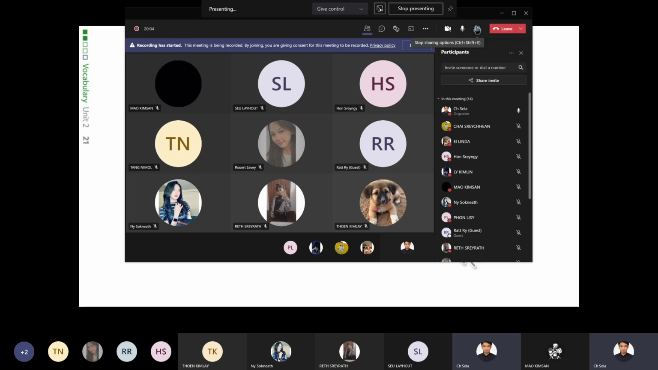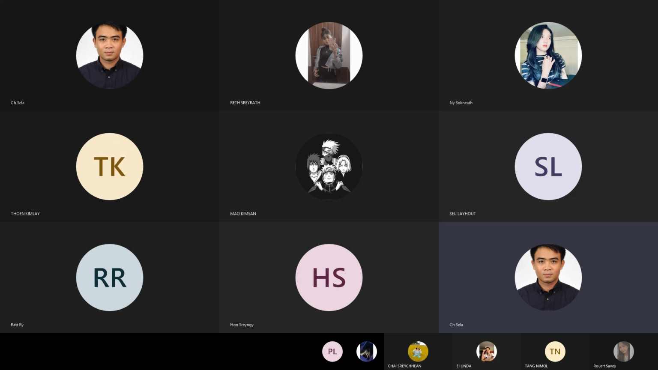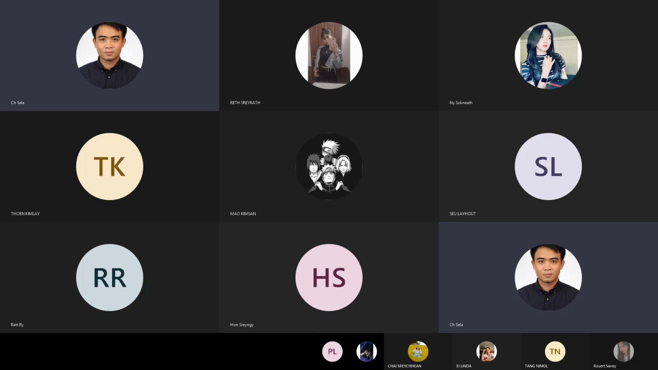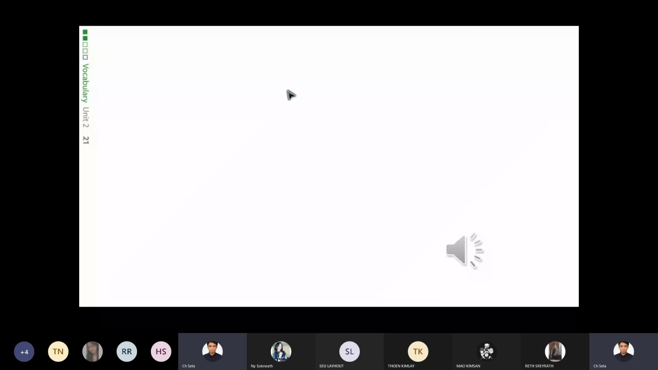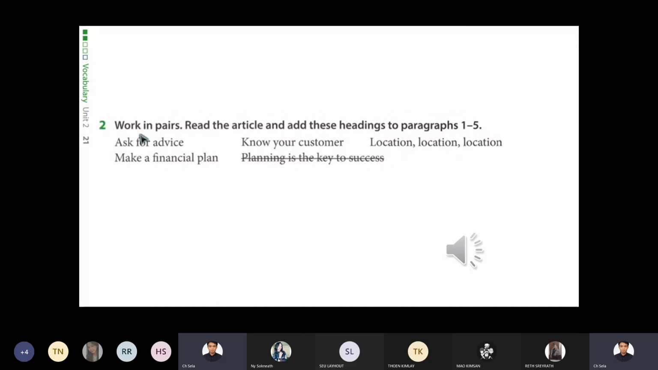Let me change this a little bit. Wait a moment. Okay, so you look at this one: read the article and add these headings to paragraphs 1 to 5.